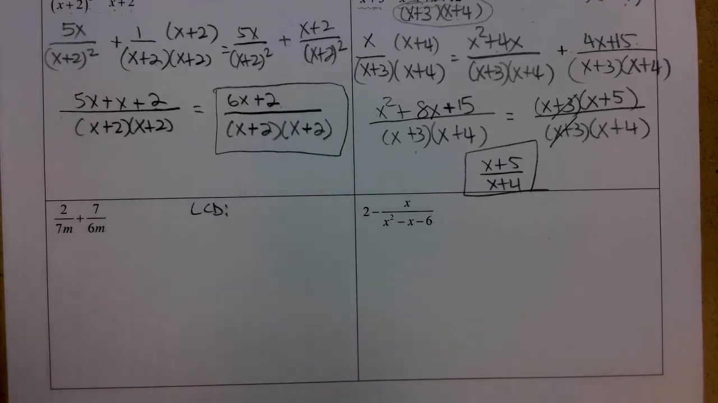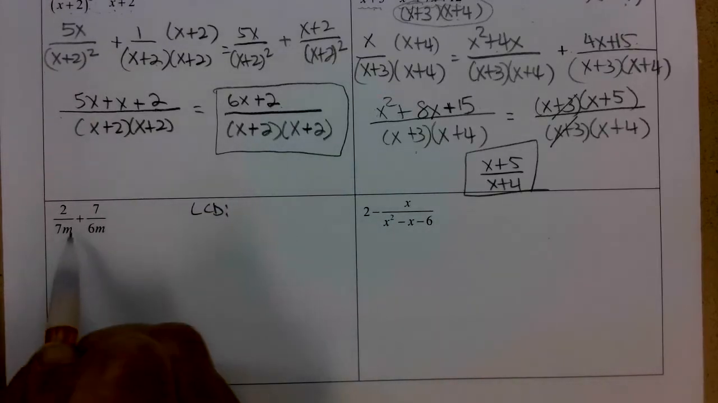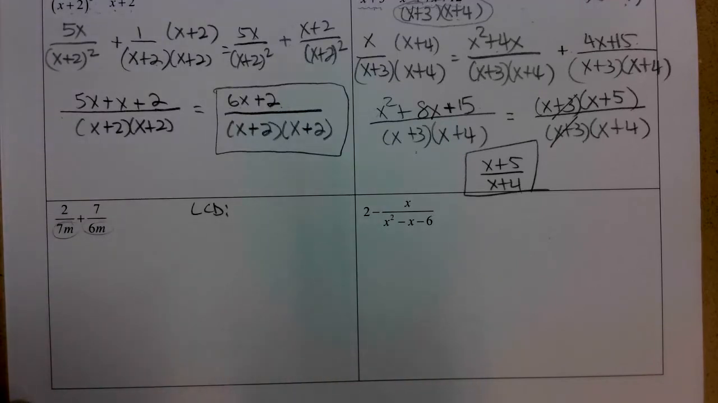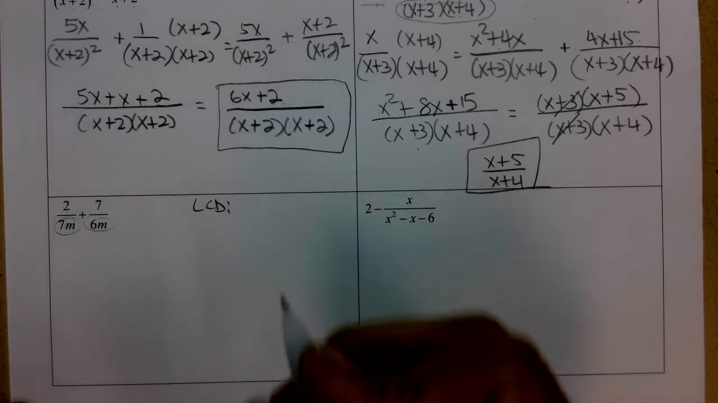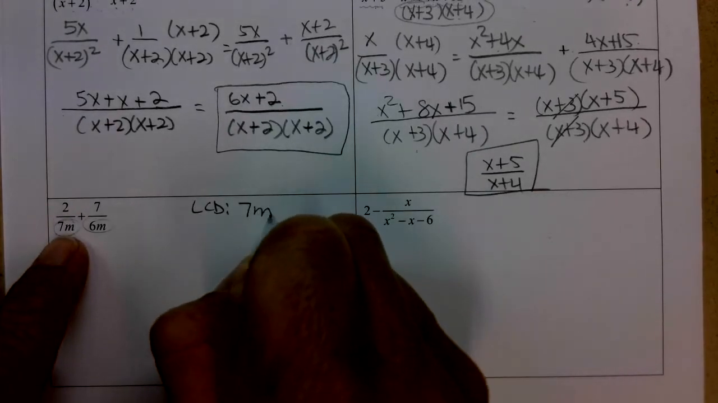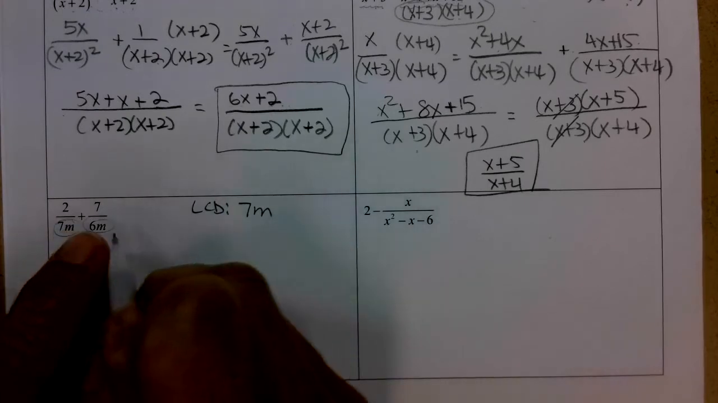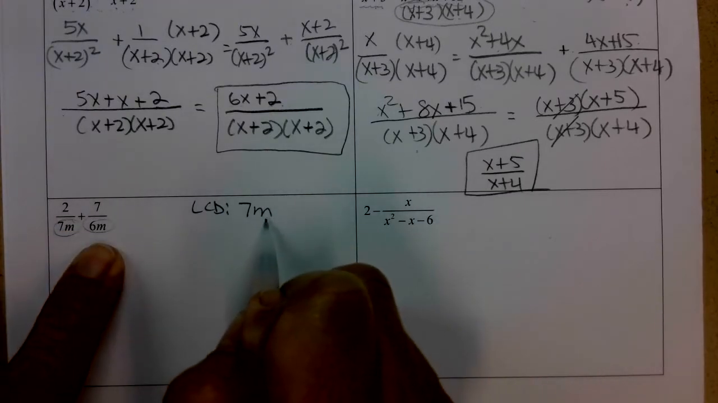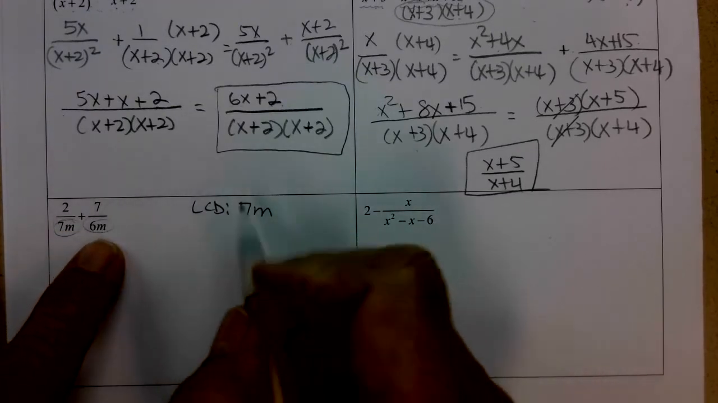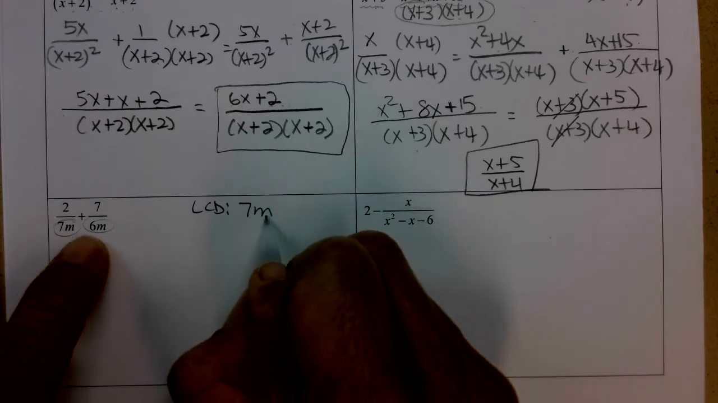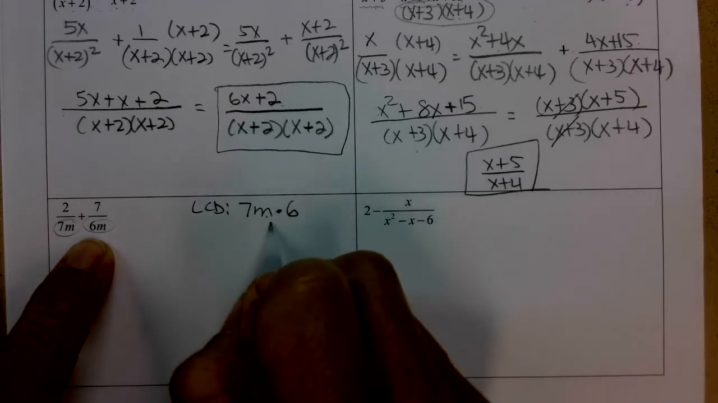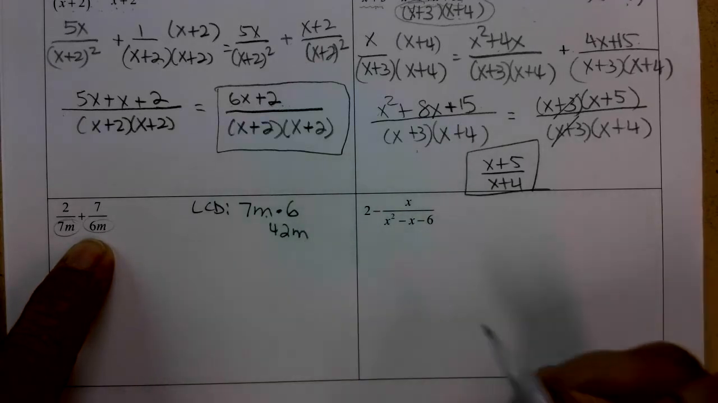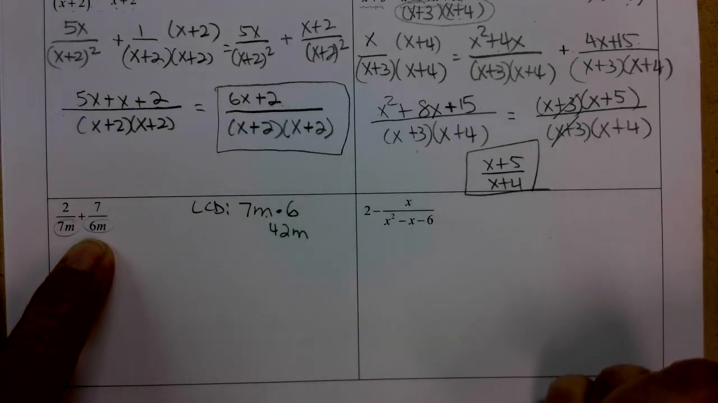Your LCD has to have both of these denominators as factors. I could write it as 7m times something else to get to my LCD. So I know it has to have at least 7m, and then 6m has to go into it. Well, this m is already taken care of for the 6m, but the 6 is not. So 42m is going to be that LCD.